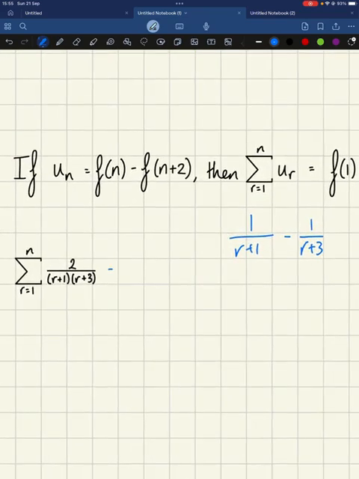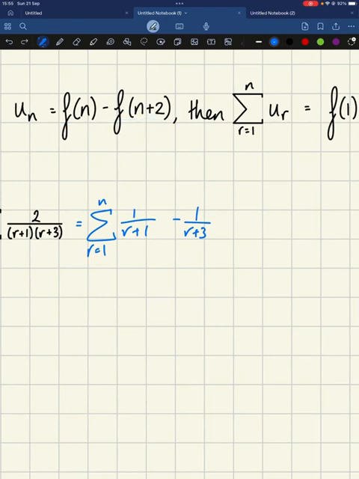So this sum is 1 over r plus 1 minus 1 over r plus 3. Now, this is in this form. f of r is 1 over r plus 1, and f of r plus 2 is 1 over r plus 2 plus 1, which is 1 over r plus 3. So f of r minus f of r plus 2 is equal to this. So it follows this form.